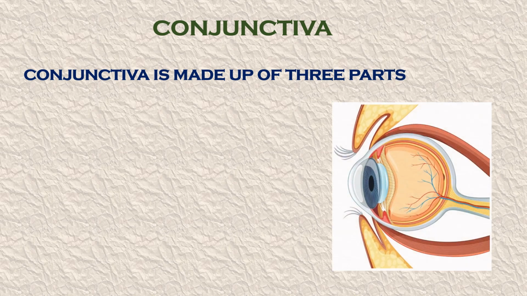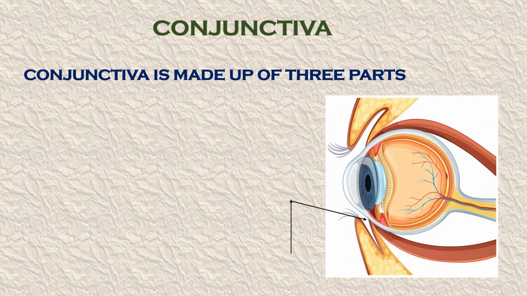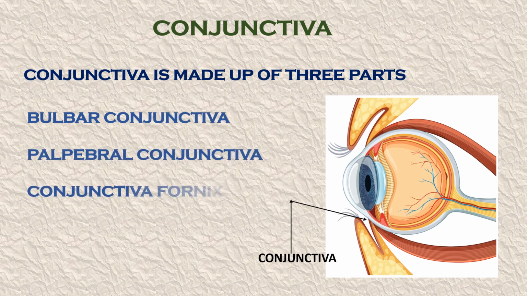Before going into the details of conjunctivitis, let us very briefly discuss the anatomy of the conjunctiva. The conjunctiva is made up of three parts. Bulbar conjunctiva, which is the covering of the eyeball and protects the white of our eye. Palpebral conjunctiva, which is the lining of the eyelids. And the conjunctival fornix is the piece where the bulbar and palpebral conjunctiva meet.